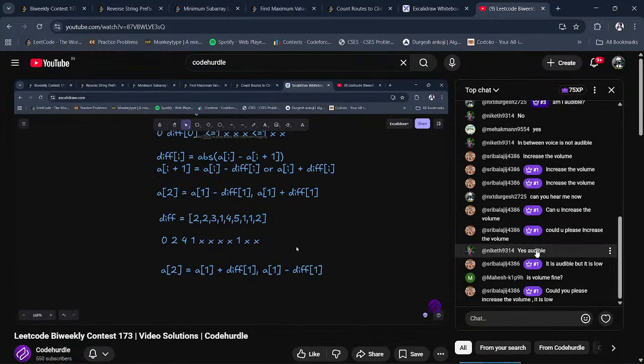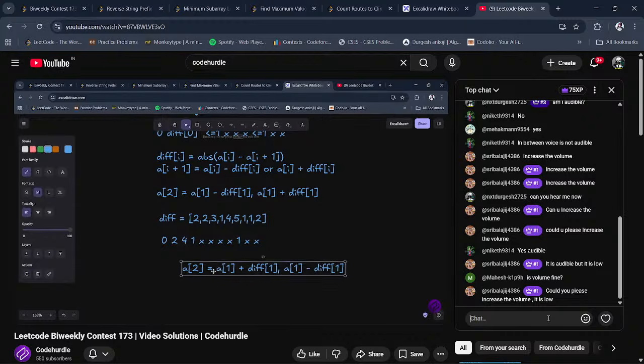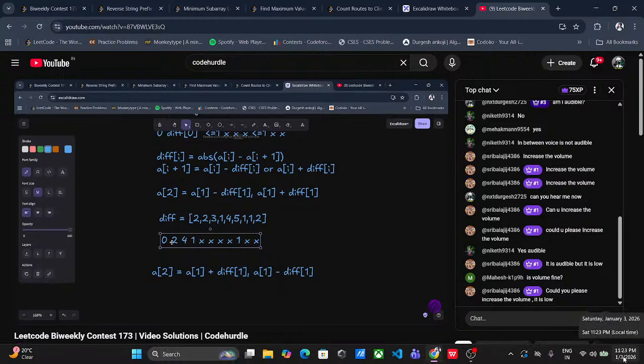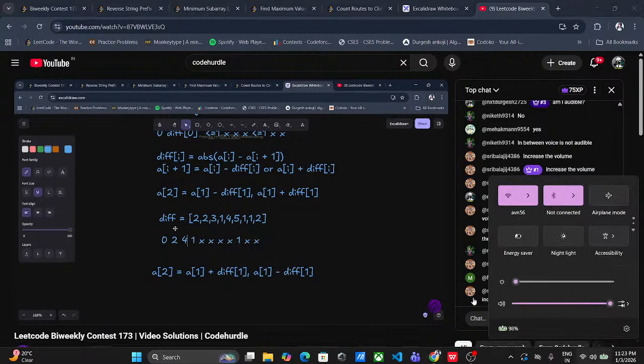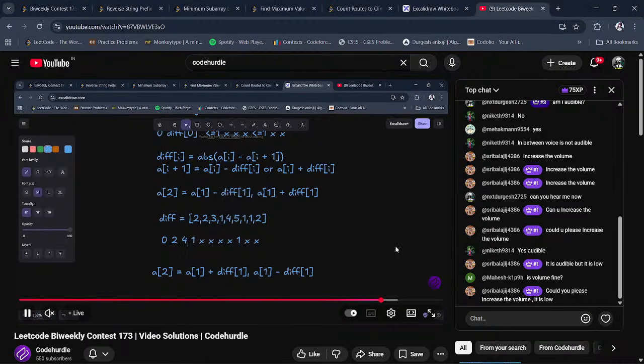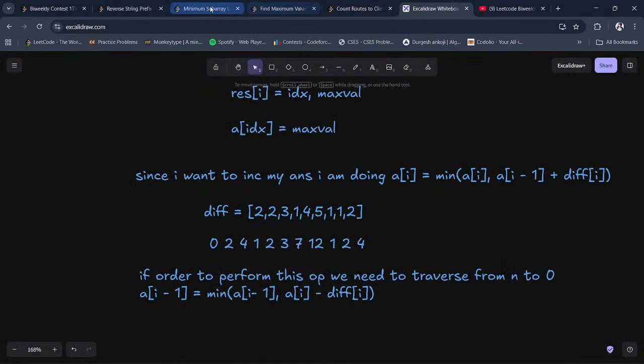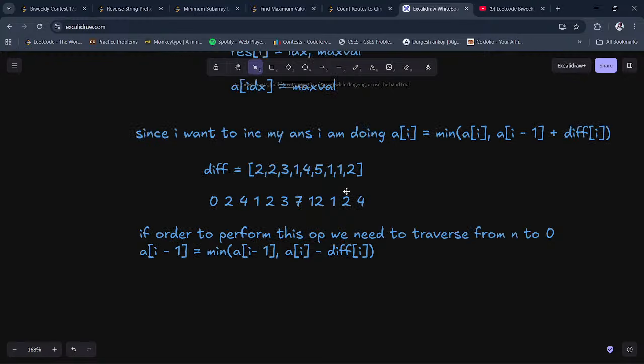Am I audible? Could you please increase the volume? This is the maximum volume I can keep. I'm not sure how much you can hear me, but this is the maximum volume. Even I'm shouting.